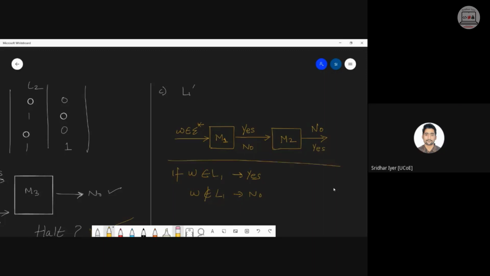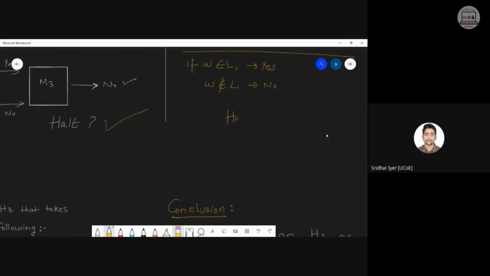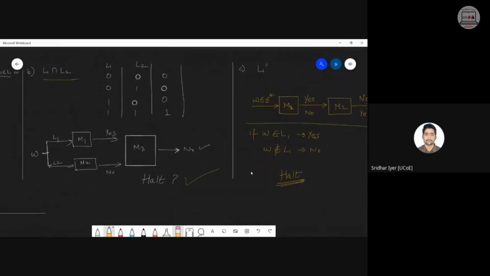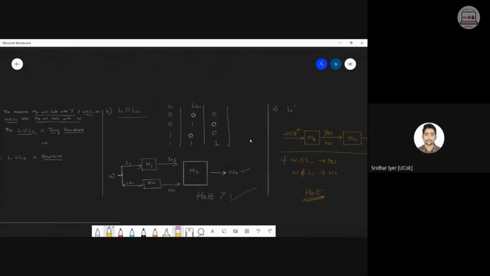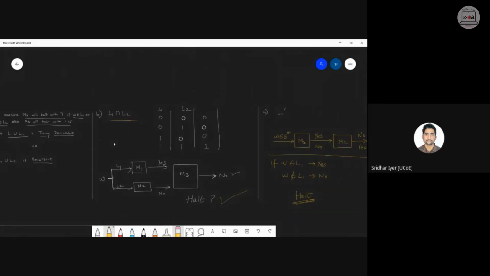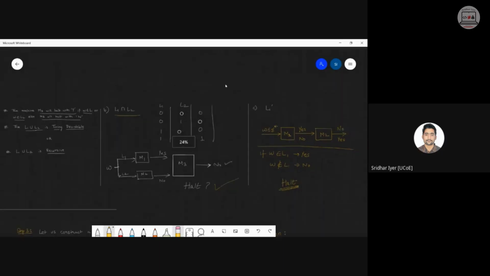So whatever the output, whether it is yes or no, the machine is going to halt. In short, after computing all three sub-questions A, B, and C, I come to the conclusion that all these sub-questions A, B, and C are recursive languages, or I can say these languages are Turing decidable in nature. Am I clear? This comes for 10 marks.